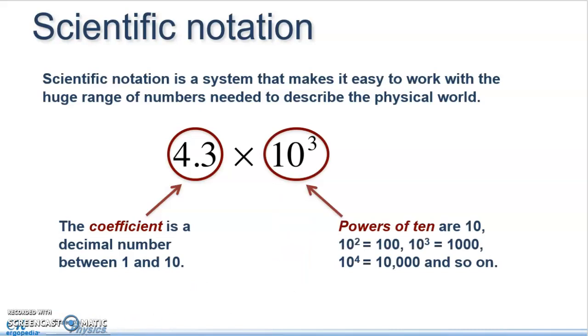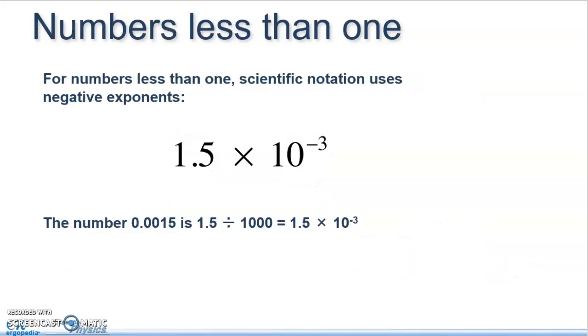Just for thought here, 10 to the 1 would be just 10. 10 to the 2 would be 100. 10 squared, 10 times 10, is 100. 10 to the third power, 10 times 10 times 10, gives you 1,000. 10 to the fourth gives you 10,000, and you can keep going like that.